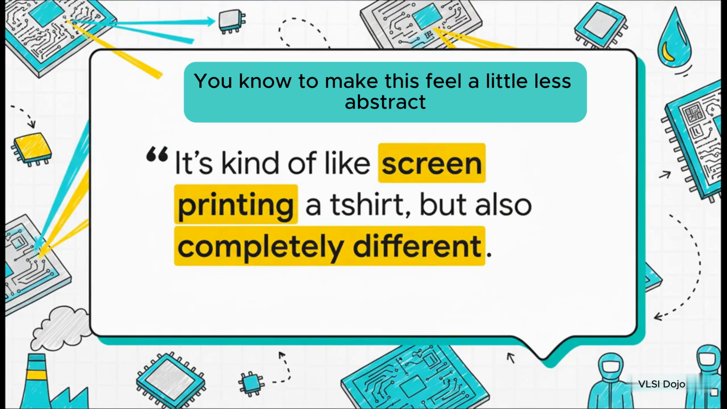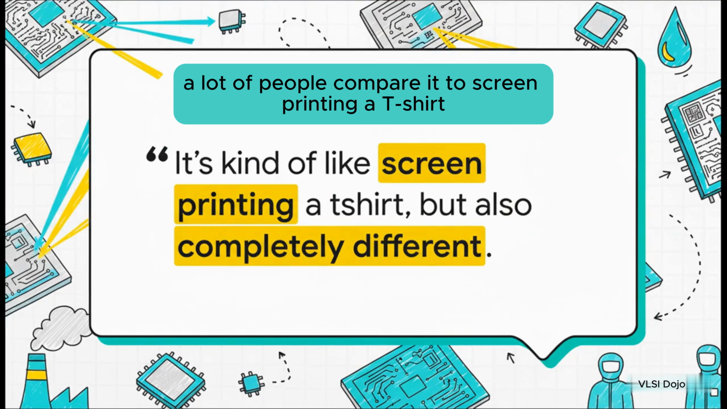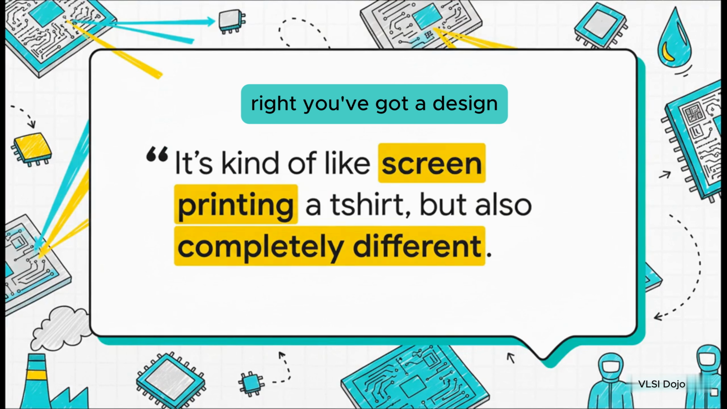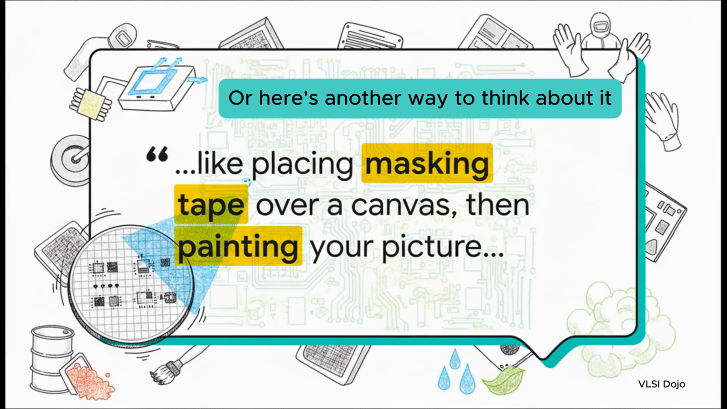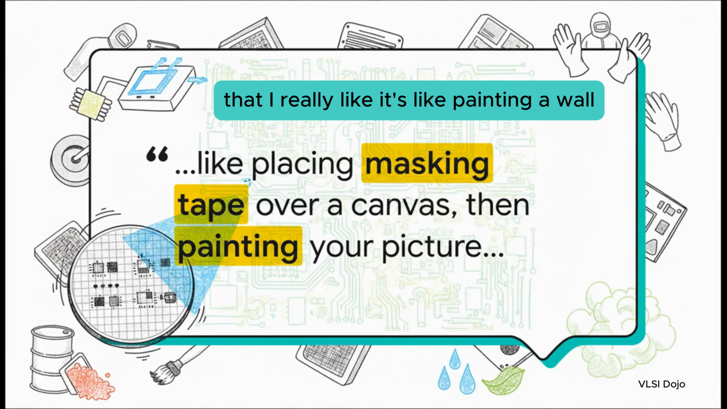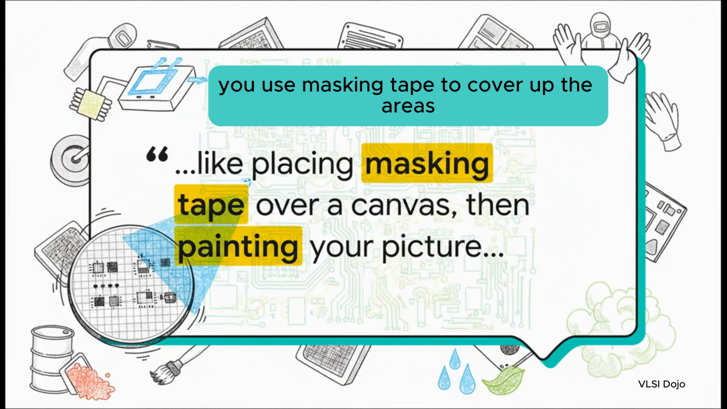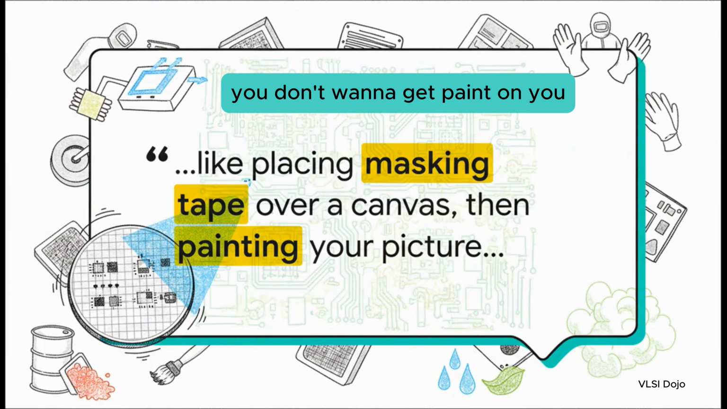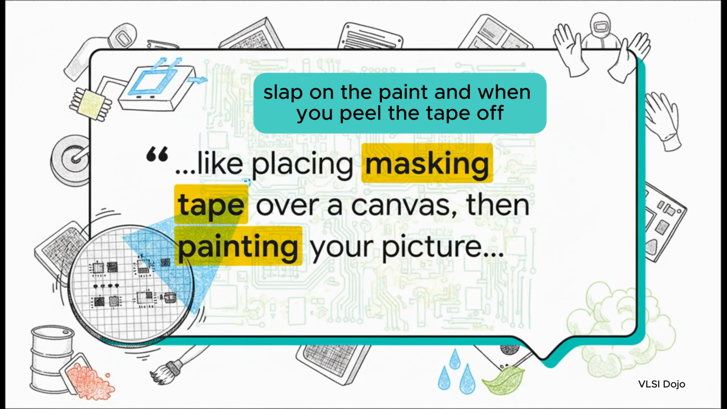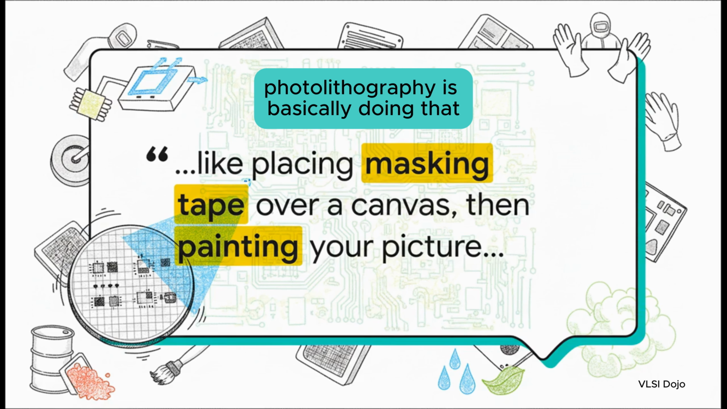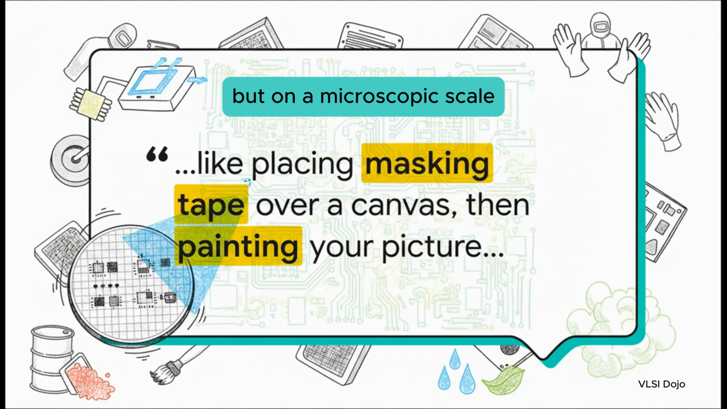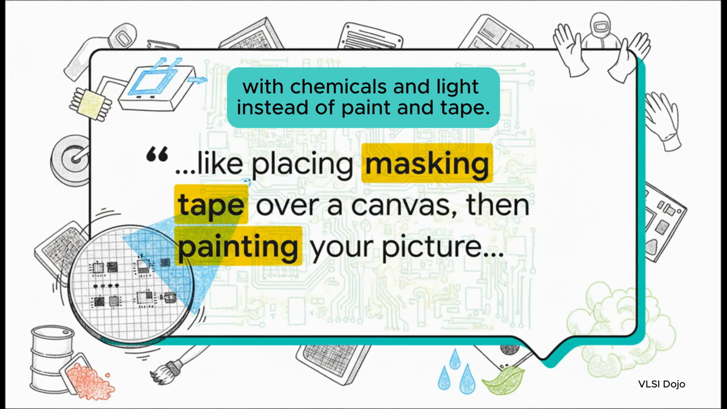To make this feel a little less abstract, a lot of people compare it to screen printing a t-shirt, right? You've got a design, you've got a screen, and you transfer that whole pattern in one go. Or, here's another way to think about it that I really like. It's like painting a wall. You use masking tape to cover up the areas you don't want to get paint on. You slap on the paint, and when you peel the tape off, you're left with these perfectly crisp lines. Photolithography is basically doing that, but on a microscopic scale with chemicals and light instead of paint and tape.